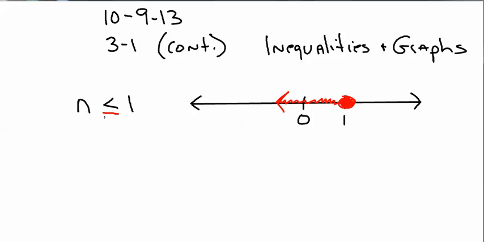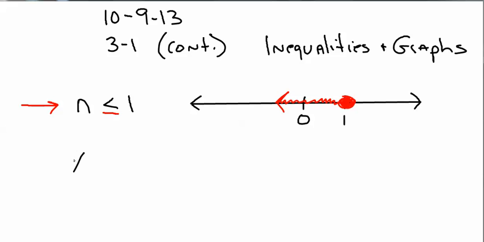Alright, now look. This is the way you're used to reading this, right? Where's the variable? On the left. The number is on the right. This will start getting confusing in a little bit and later on in the year, but I want to tell you this now. If it looks like the way you're used to seeing it, variable on the left, number on the right, then you always shade the direction that the inequality is pointing.